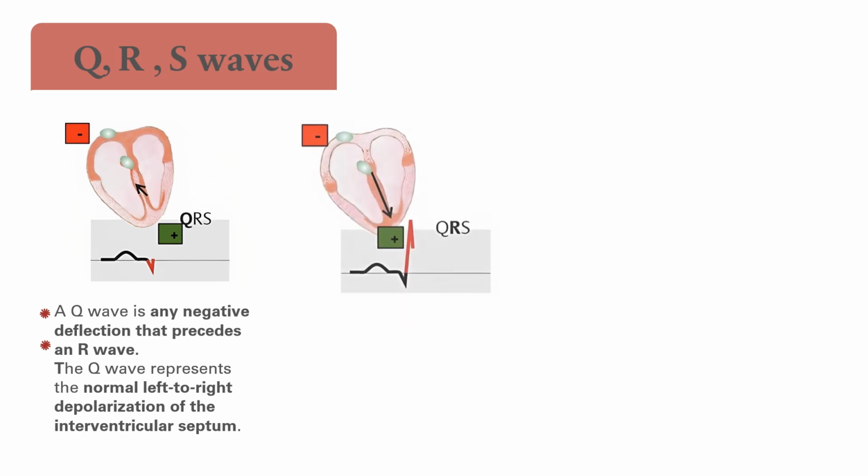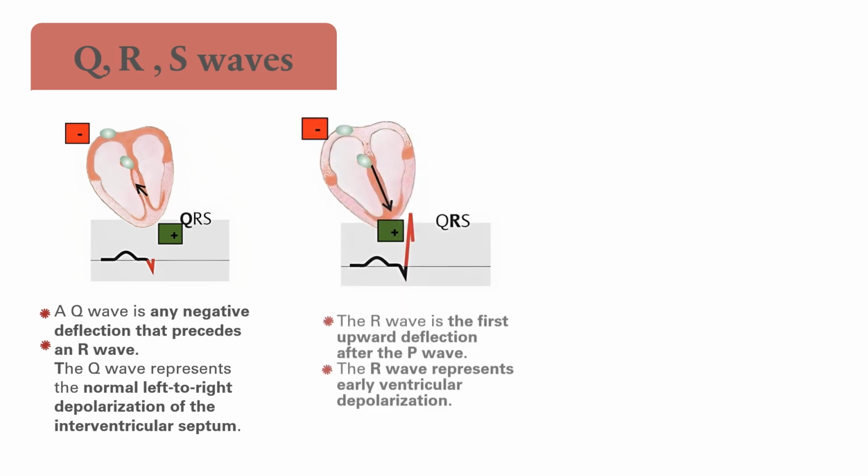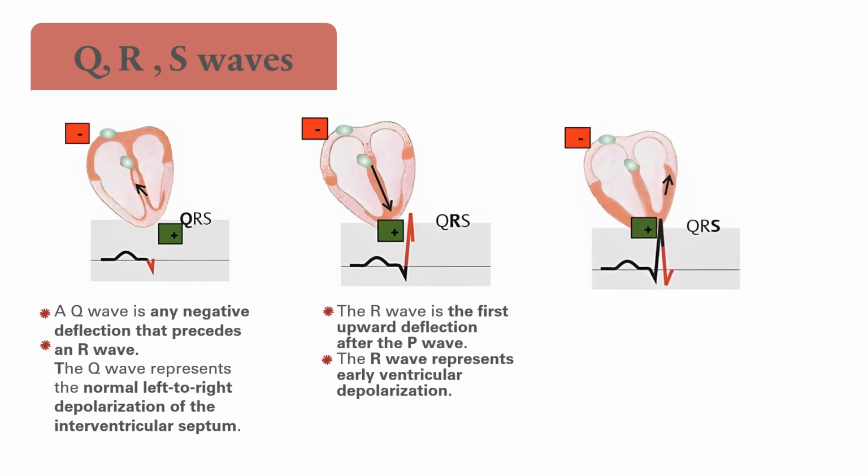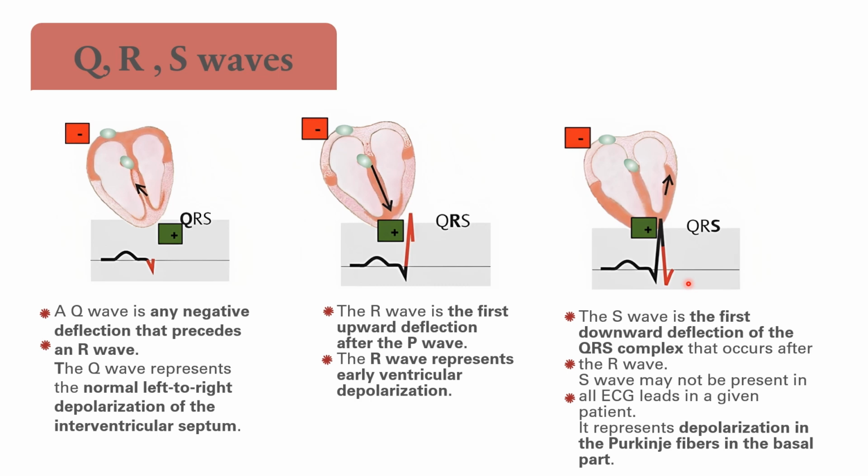The R wave is the first upward deflection following the P wave. It indicates early ventricular depolarization, particularly in the apical region of the ventricles. And the S wave is the first downward deflection after the R wave, representing the depolarization of the basal regions of the ventricles, especially in the Purkinje fibers. The S wave may not always appear in every lead.